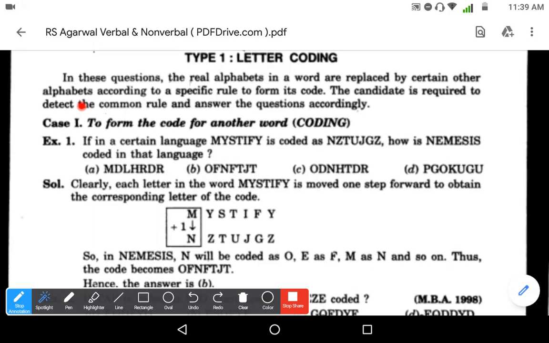Okay, so the first case is to form the code for another word. So let us see the first question. If in a certain language, mystify, don't even read the complete word, just read it alphabet-wise. That is how you will be able to understand which alphabet is being utilized here. So mystify is being coded as NZTUJGZ.